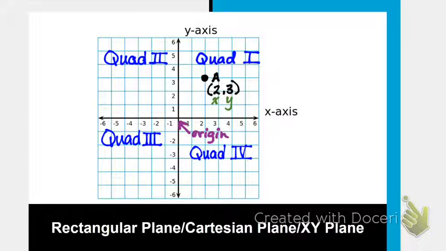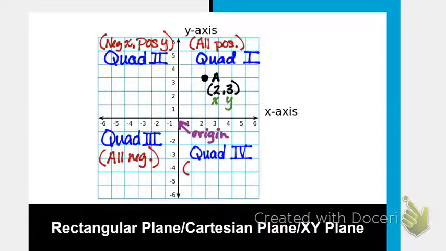Talk to me about the signs of things. In quadrant 1, what are the signs of the x's, the signs of the y's? Positive and positive. So all positive up here. What about in quadrant 2? Negative x, positive y. Quadrant 3? Negative, negative. And quadrant 4? Positive, negative. We have positive x's and negative y's. Awesome.